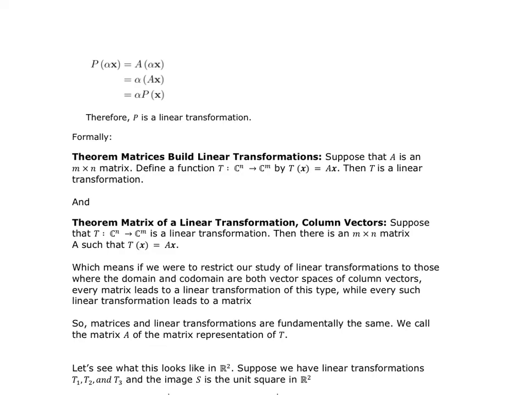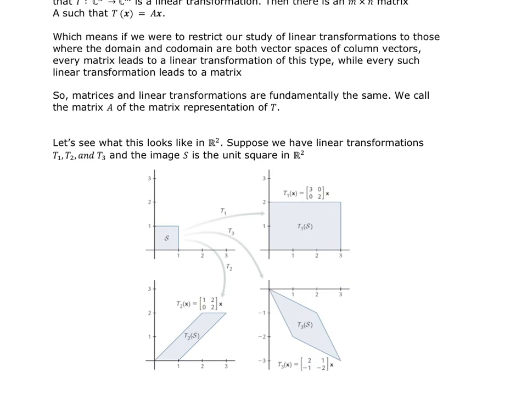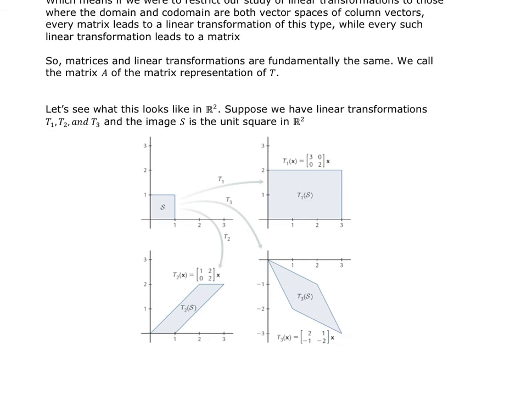So I want to show you what it looks like if you were looking at it in terms of the xy plane. So let's define our image S as being a unit square in R2. If I define my first linear transformation T1 of x as being this transformation, where I've got 3, 0, 0, 2 multiplied by my x, which is my pre-image, if you will, I'm going to end up with this area. And if I define my second transformation as 1, 2, 0, 2 times my x, where again I'm looking at my unit square, this is where it goes to.